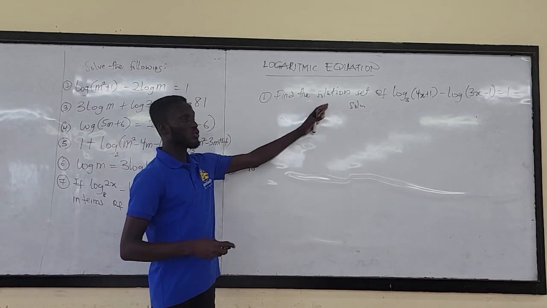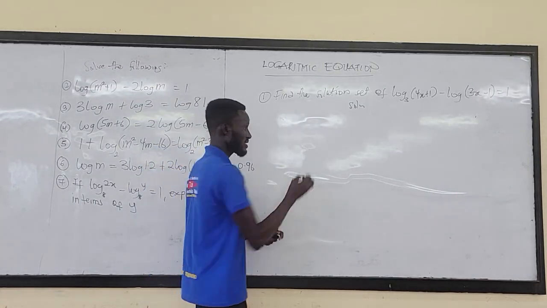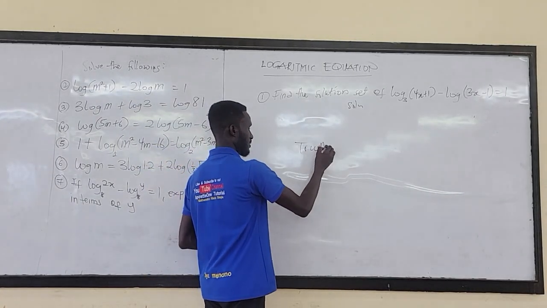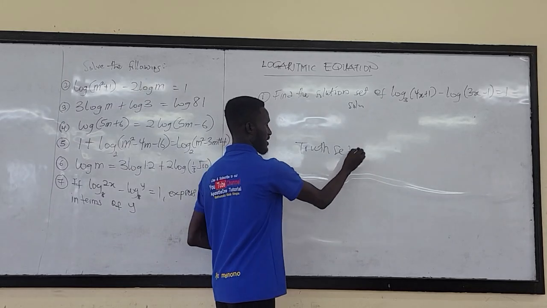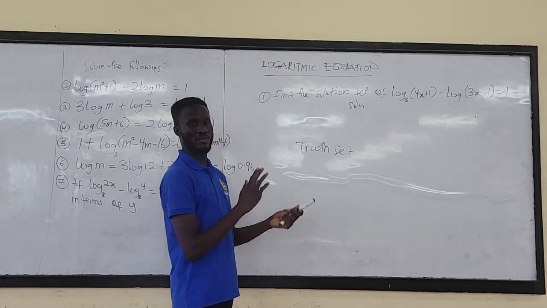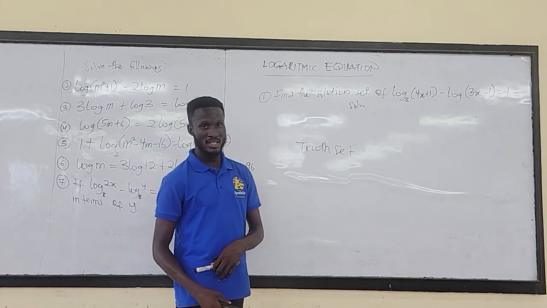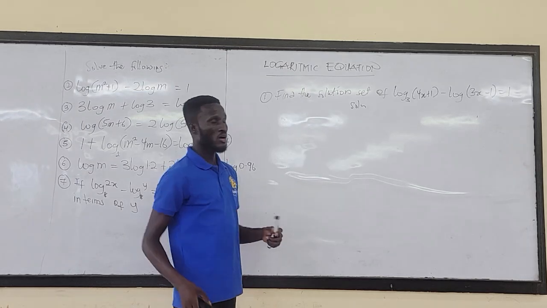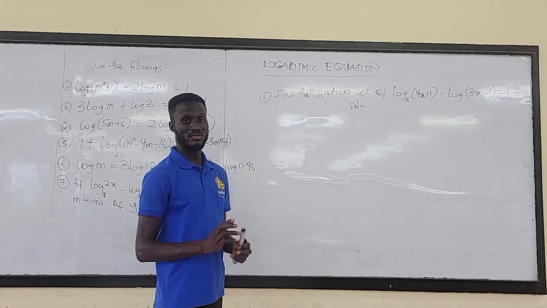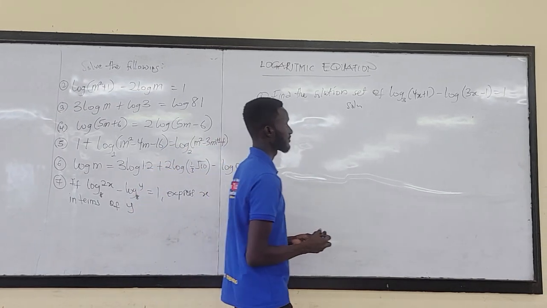Now we have to find the solution set. You know, the solution set is the same as the true set, which means you have to define this one in the form of a real number. After getting the answer, now we need the value of x that will make this particular function defined. Now let's solve this one.